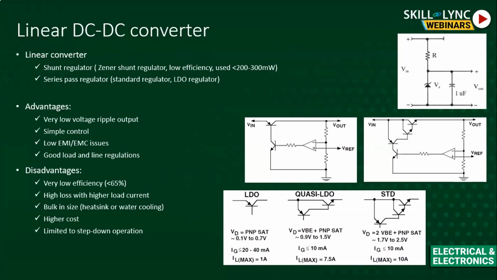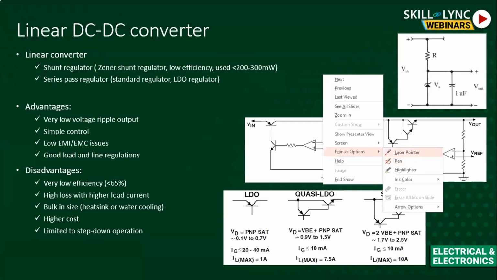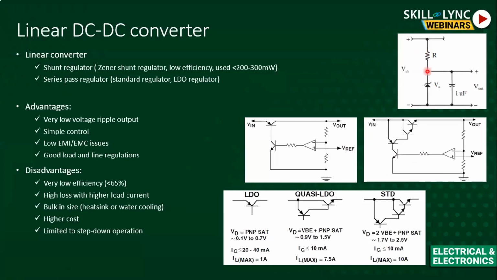With that, I'll start with the linear DC-DC converter. It has two types. One is the shunt regulator, which is Zener based. Basically there is a series drop resistor, and there is a Zener. So if you want a regulated supply of, say, 3.3 volt from 5 volt, then a 3.3 Zener can be used. But this kind of power supply is limited to 200 to 300 milliwatt, because the series resistor will be dropping the load current.